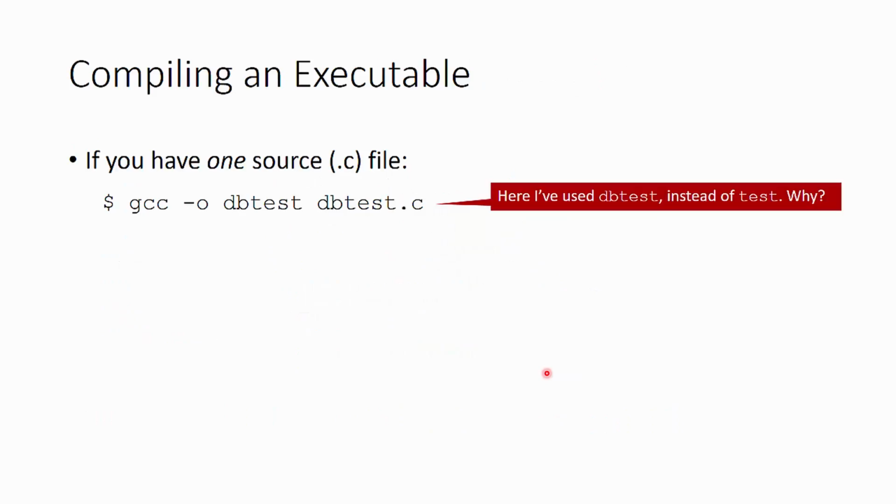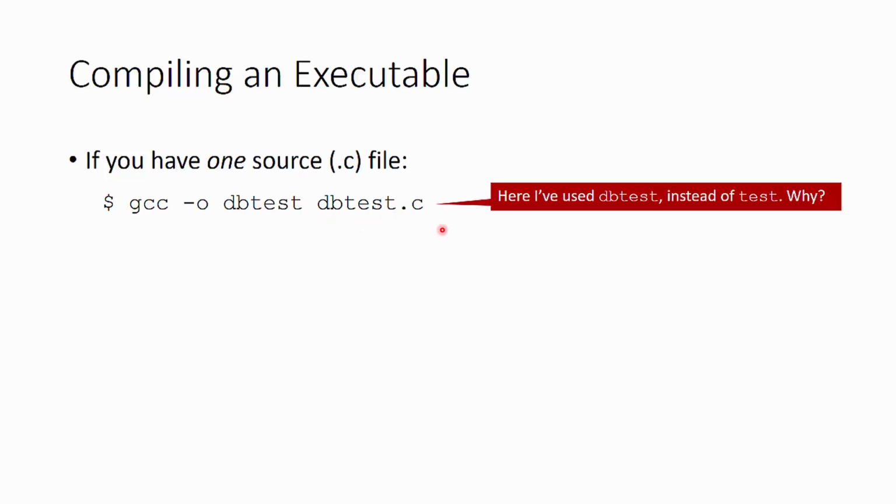All right, so let's do a bunch of examples. If we're going to compile an executable, and we have one source file, then this would be the simple command. So gcc is the program that we're invoking, and we're immediately going to use the -o switch to say what the name is, and our name here is dbtest. And then the file that we're going to use is dbtest.c.